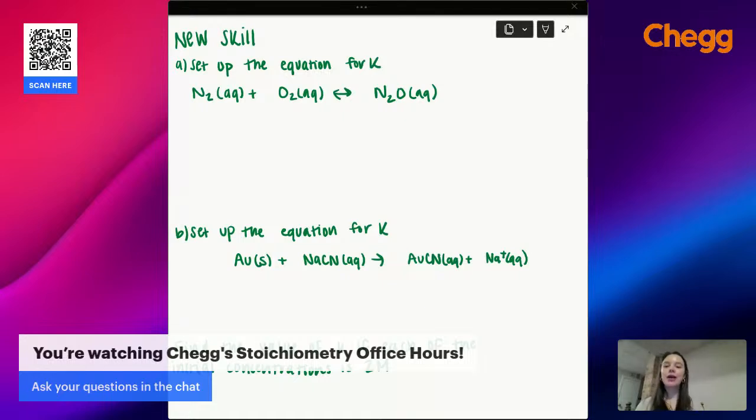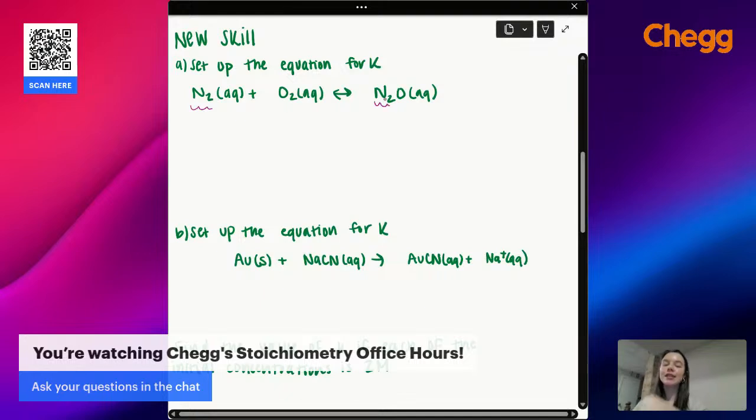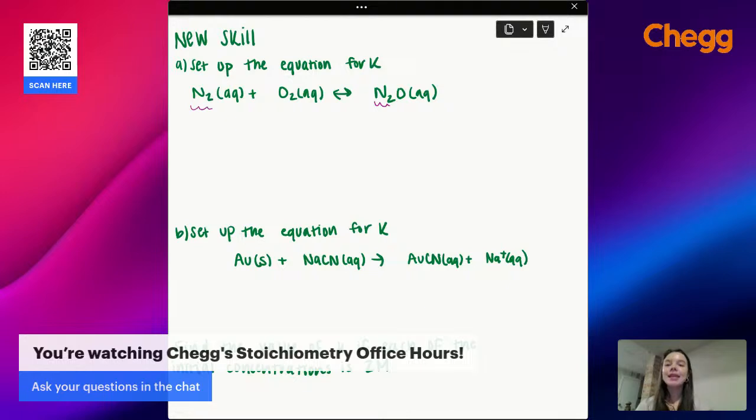Okay, so the way I would always start is I'll pick one thing to balance on both sides. I'm going to pick N. I have two N's on this side, two N's on this side, so I don't need to do anything with N right now. Then I have two O's on this side, but I only have one O on the right. So to make that balance, I have to put a 2 in front of my N2O to have the same number of O's on the left and the right side of my equation.